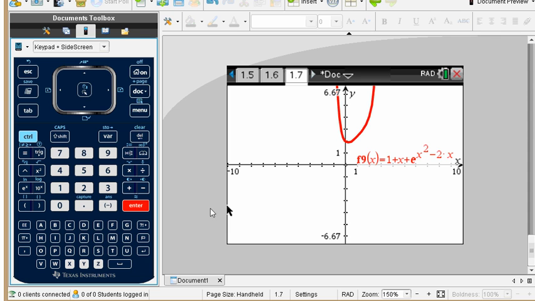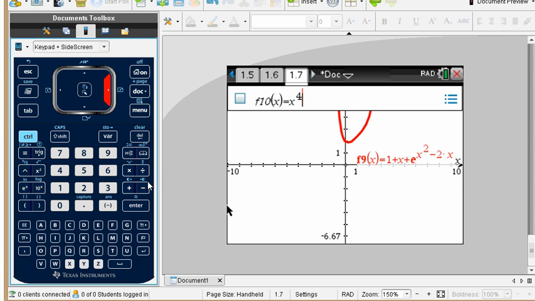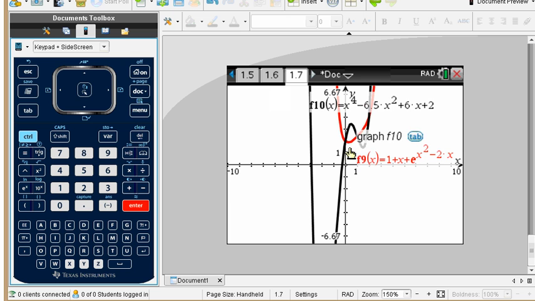And we have the next one, which is x to the power of 4 minus 6.5x squared plus 6x plus 2, and we see these areas.